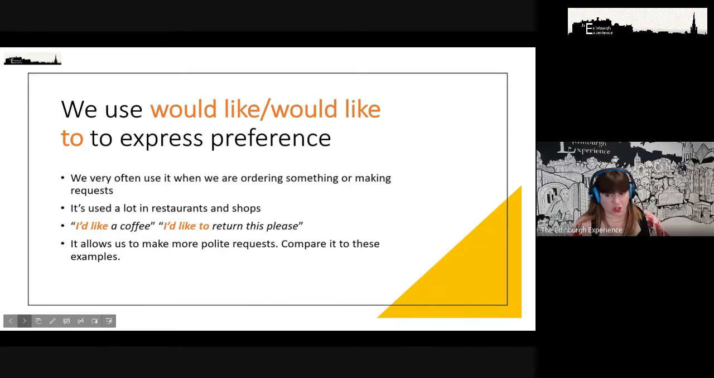And what this structure does as well, the other aspect, pragmatic aspect to it, is that it allows us to be more polite, right? We can make more polite requests. So if you compare those two previous examples I gave you to this, I want a coffee, or I want to return this, please. In English, that's too direct for us, okay? When you're making requests, we like it to be softer and more polite. And this is what this structure allows us to do.